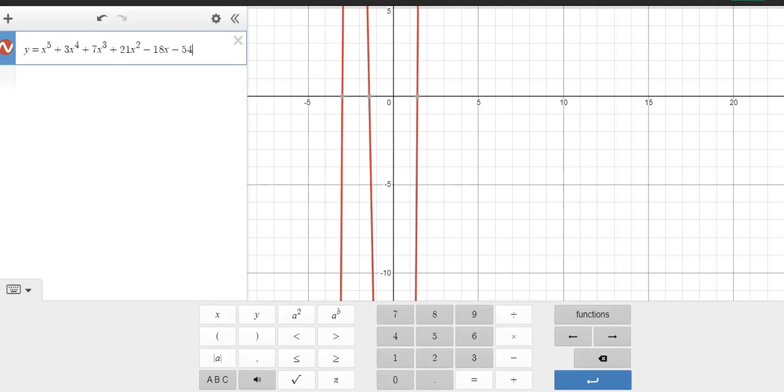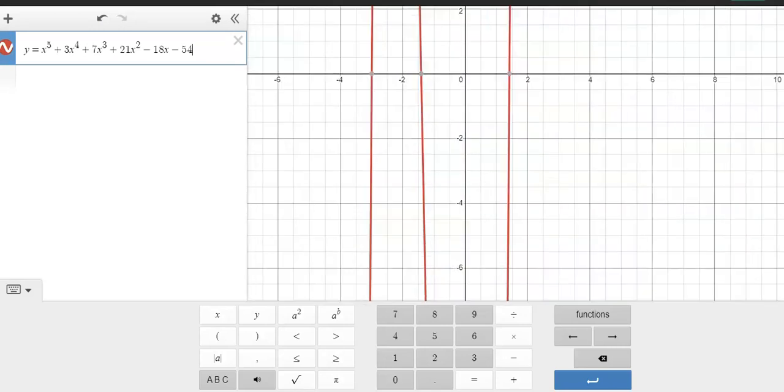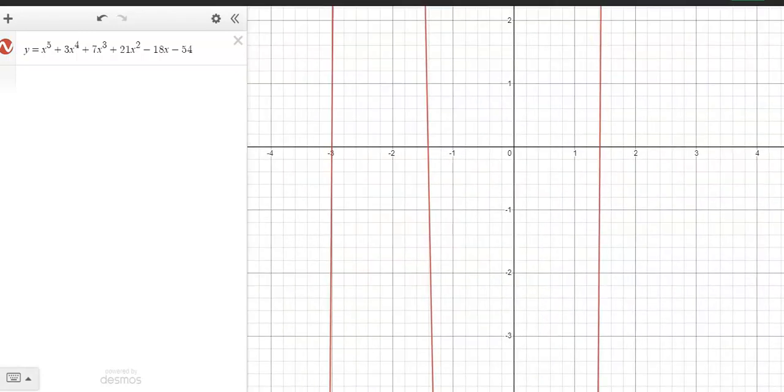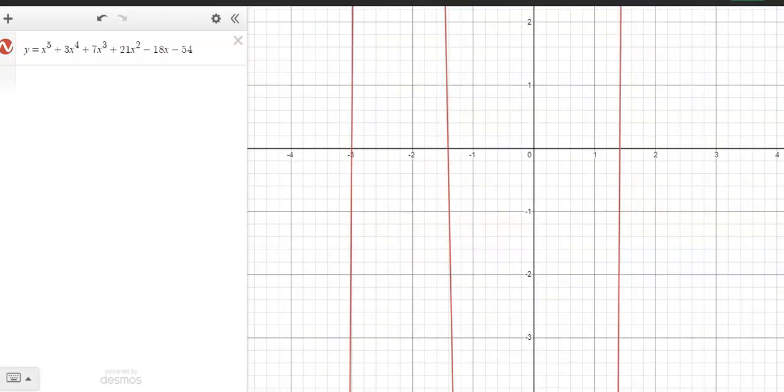And it looks like when I go to my graph, kind of zoom in here, it looks like I definitely have the 1.414, the negative 1.414, and the negative 3. So I think it's pretty safe to say we did this one right.